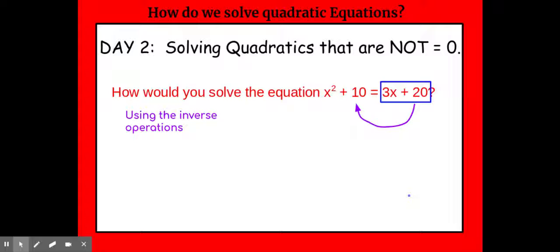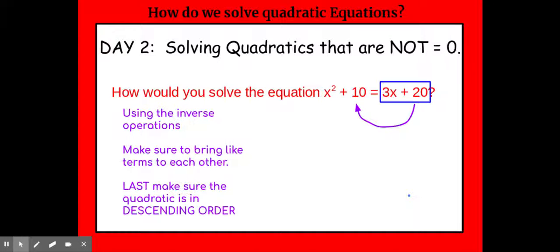Well, first we're going to use inverse operations. In order to move across an equal sign, you have to do the opposite operation and keep it equal. Then you have to make sure you bring your like terms together, and if there aren't like terms, it just gets added into the expression. And the last thing is to make sure your quadratic is in descending order, meaning highest exponent to lowest exponent, so it's factorable.